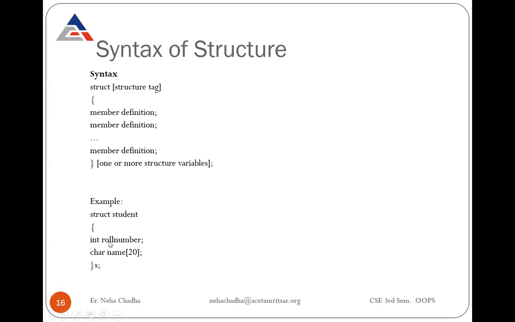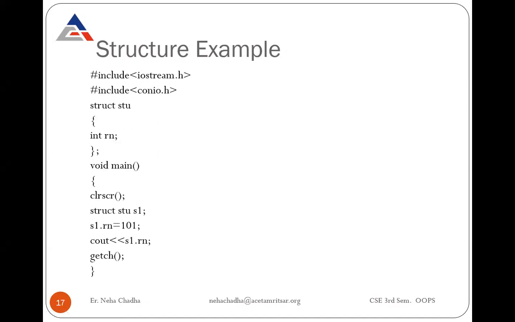So I am writing here int roll number, char name with the string size, then the structure variable. I am using a single variable here. You may take more than two variables. Okay, then this is the definite example for structure. Let's implement the structures.